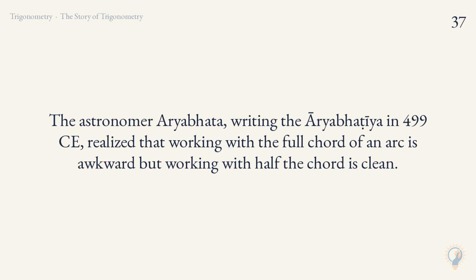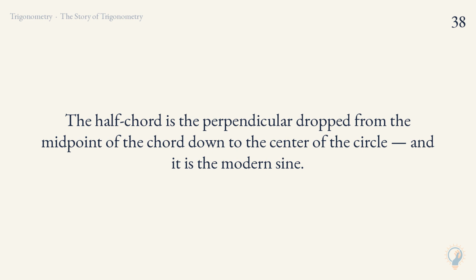The astronomer Aryabhata, writing the Aryabhatiya in 499 CE, realized that working with the full chord of an arc is awkward, but working with half the chord is clean. The half-chord is the perpendicular dropped from the midpoint of the chord down to the center of the circle, and it is the modern sine.